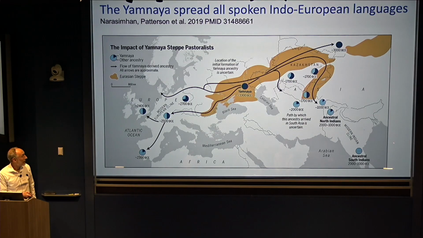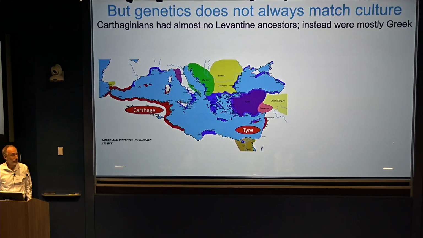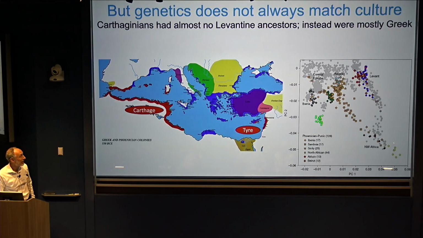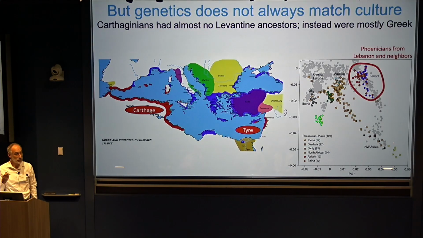It's not always the case that culture matches genes. So we just recently published, as an example of this, DNA from ancient Carthaginians and people from the Punic world. And what you can see is that the Phoenicians, who are supposed to be the parent culture, and they are the parent culture of the Carthaginians, are over in that circled area of the principal component analysis, near previous Canaanite peoples.